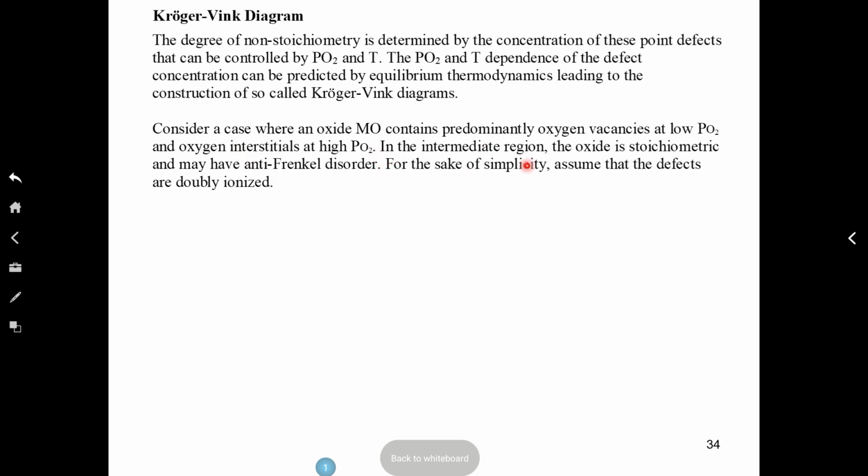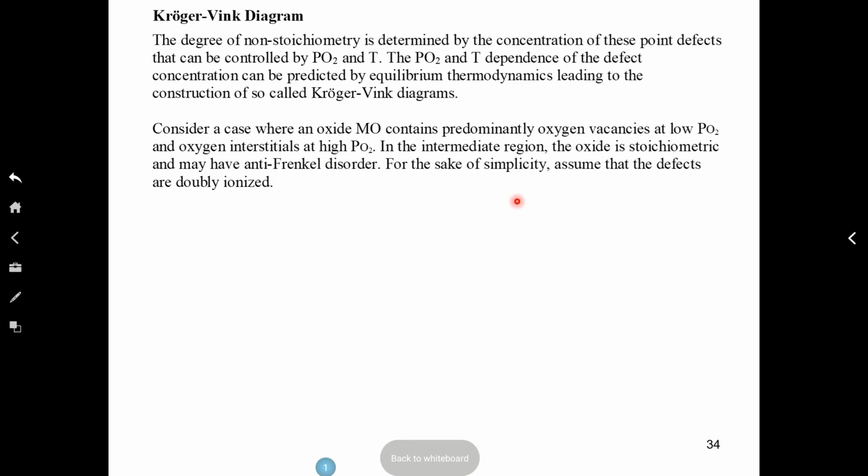And then it says in the intermediate region, the oxide is stoichiometric, which is here, where you can get conduction only by intrinsic excitation across the band. It is stoichiometric. Or it may have an anti-Frenkel condition, which is not a very likely scenario. Remember, we talked about this. It's very difficult to define. But nonetheless, this is a thought process. It gives me some facts about the material for you.